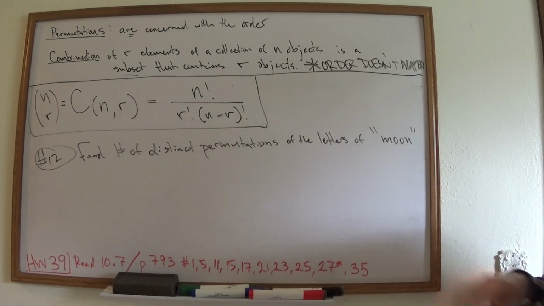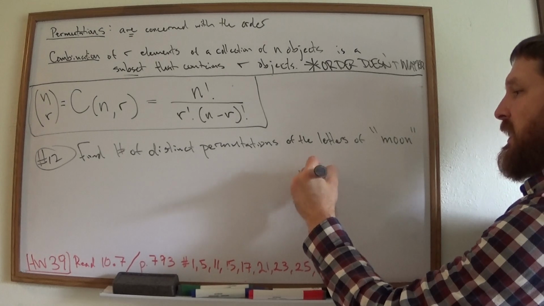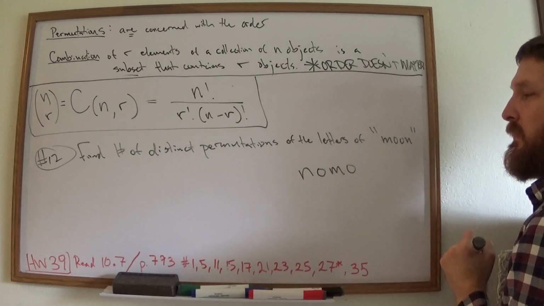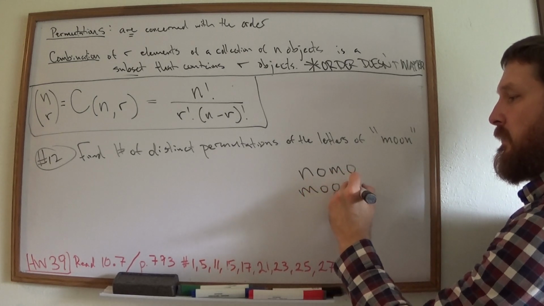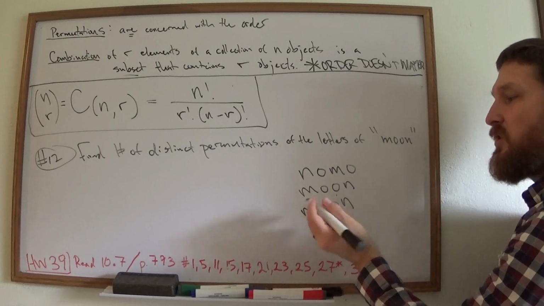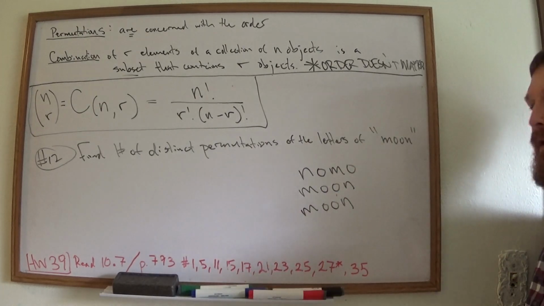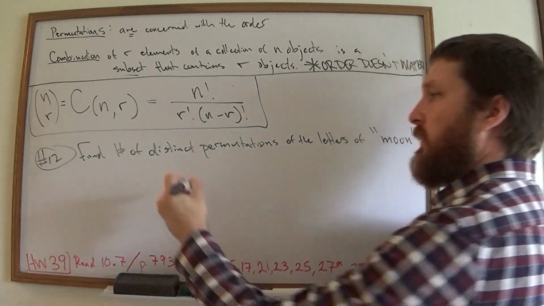So in other words, I could rearrange this. One of those permutations would be N-O-M-O, right? Yeah. Another one would be M-O-O-N. Another one would be M-O-O-N. Oh, I switched those two, but that's not distinct, is it? Right? Okay, so that's what this is getting at. So what would it be? 4 factorial over 2 factorial.